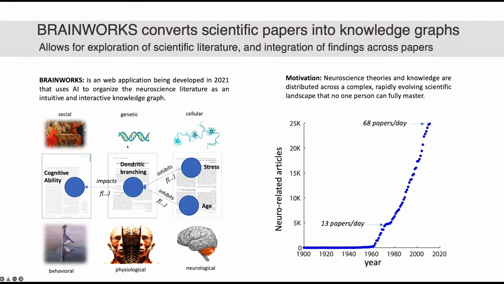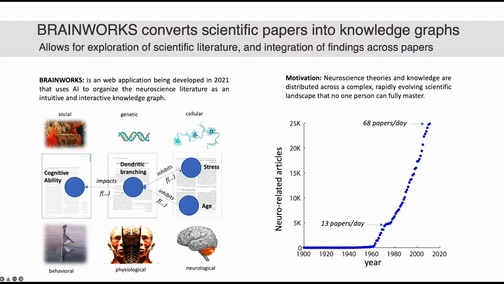What we'd like to be able to do is take those papers and understand the core conceptual objects within them: stress, age, cognitive ability, dendritic branching as an example, as well as the specific relationships that are espoused within those papers. So, for example, dendritic branching impacts cognitive ability. We'd like to be able to turn a collection of papers into something like that graph that you see there, and that's the objective. Now, why would we care to do this?